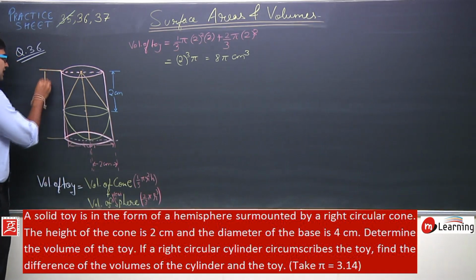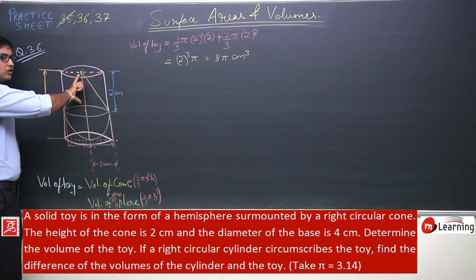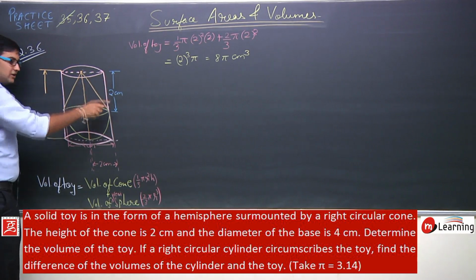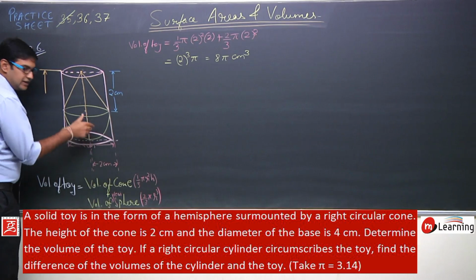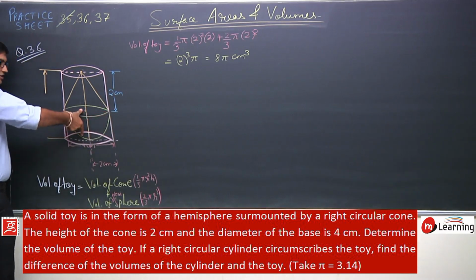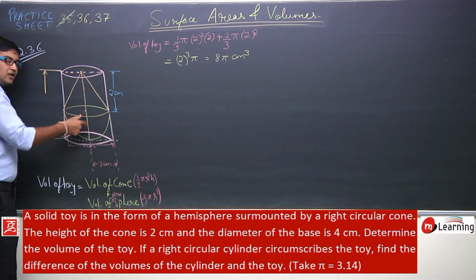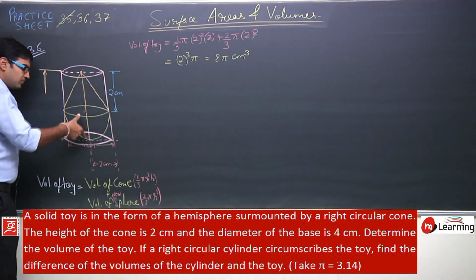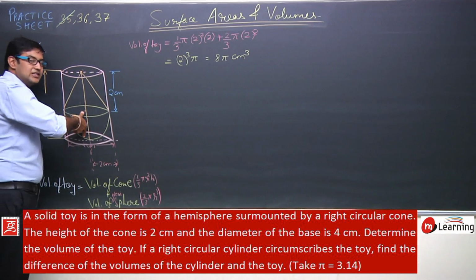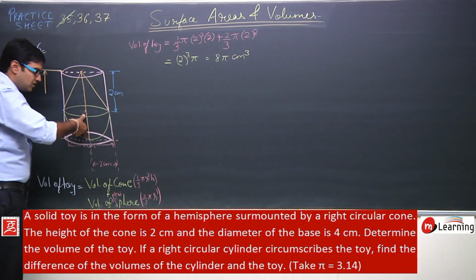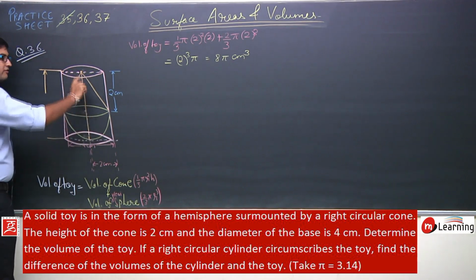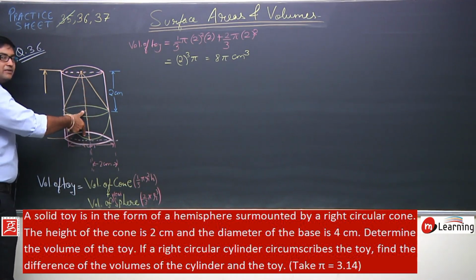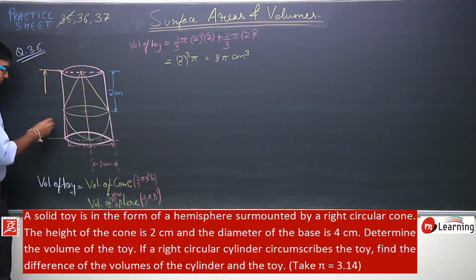So what will this total length be? The height of the cone is 2 centimeter, it is given, and the base radius of this hemisphere is 2 centimeter, again it is given, and we can see this height. If I draw a perpendicular from the center of the hemisphere to the ground, this will be the radius of the hemisphere, which is 2 centimeter. So I will say the total height of the toy will be 2 centimeter plus 2 centimeter, that is 4 centimeter.